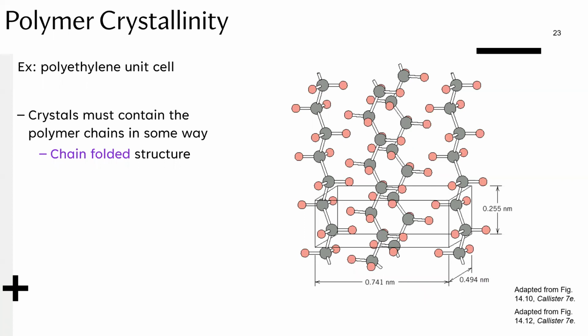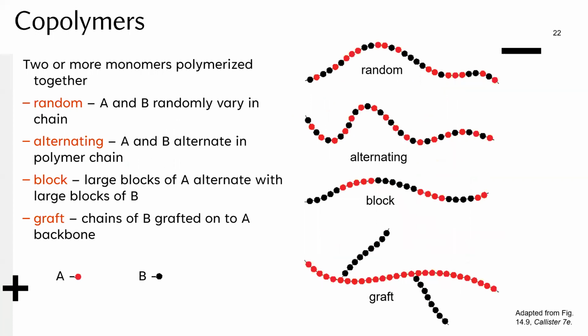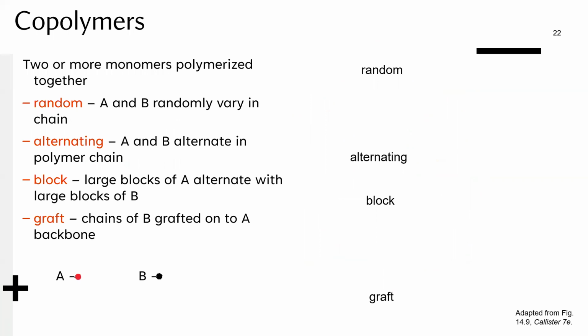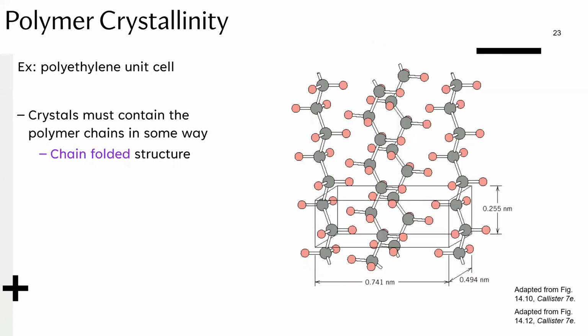So talking about polymers, their configuration and geometry, we've already discussed copolymers and the molecular structure and distance. The next topic is polymer crystallinity. And before we get there, I'm going to give you a break. This is another long lecture. So we will leave it here and we will continue talking about polymer crystallinity in the next lecture.